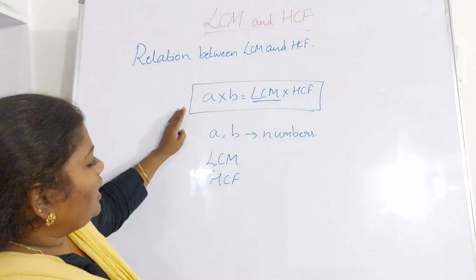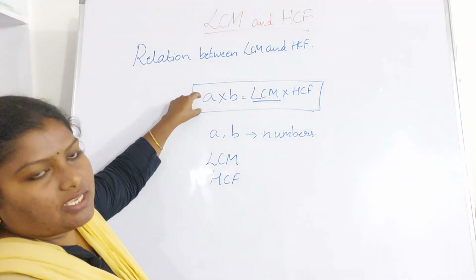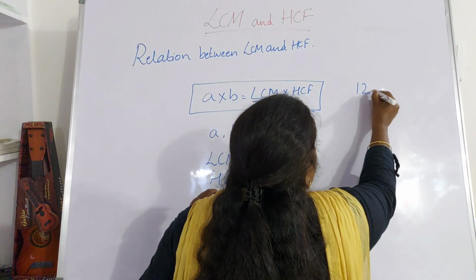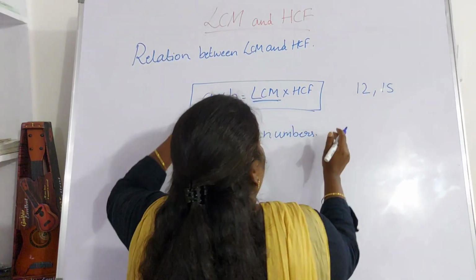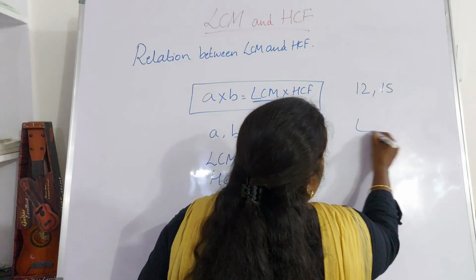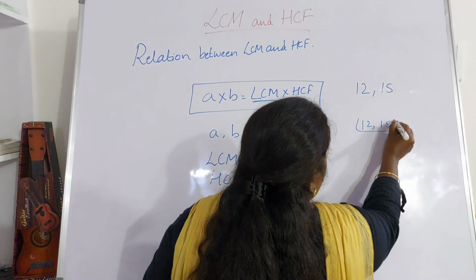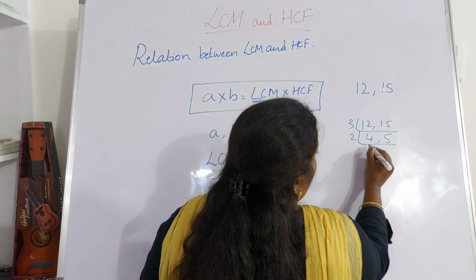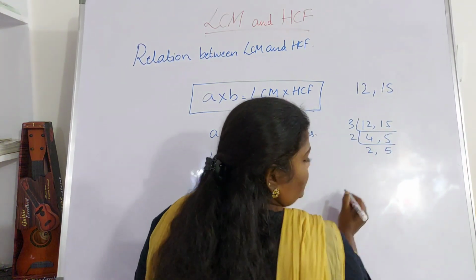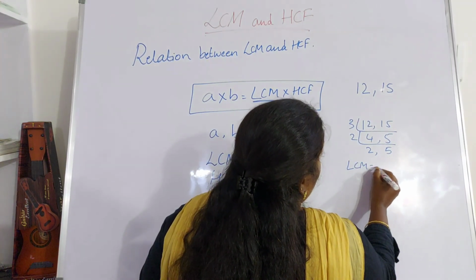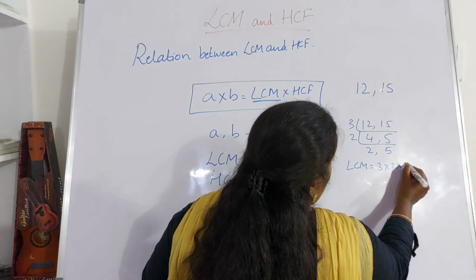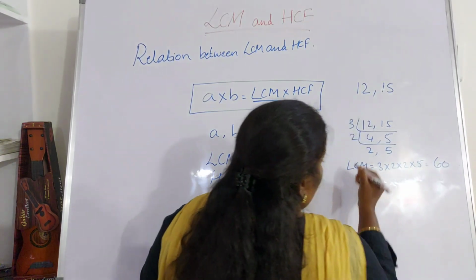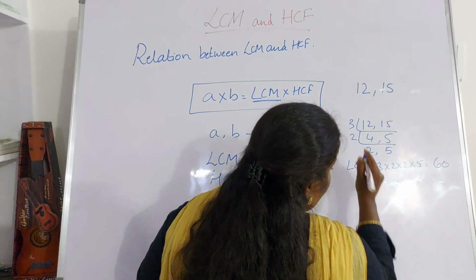Now I'll explain why this relation has come. If I have two numbers 12 and 15, what will be the LCM of it? For 12 and 15, 3 4s, 3 5s, so 2 2s and 5 as it is. So LCM is 3 into 2 into 2 into 5, that is 60. Now what will be the HCF of it?